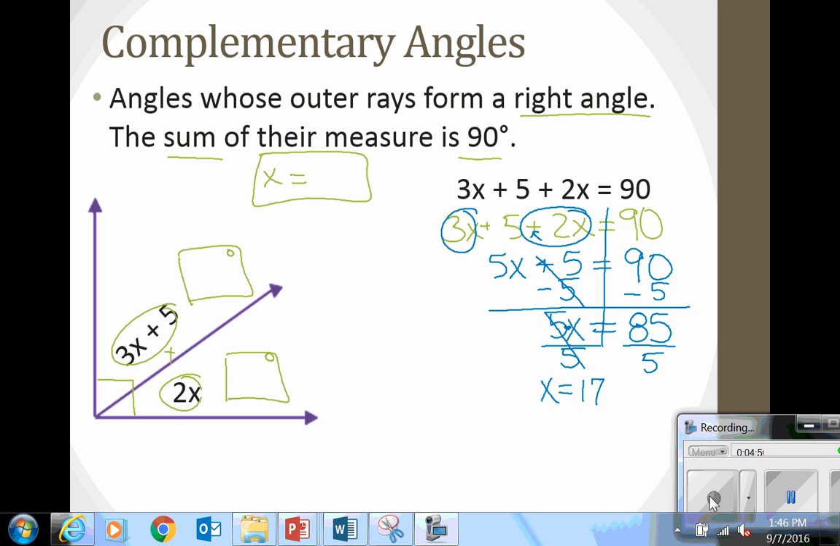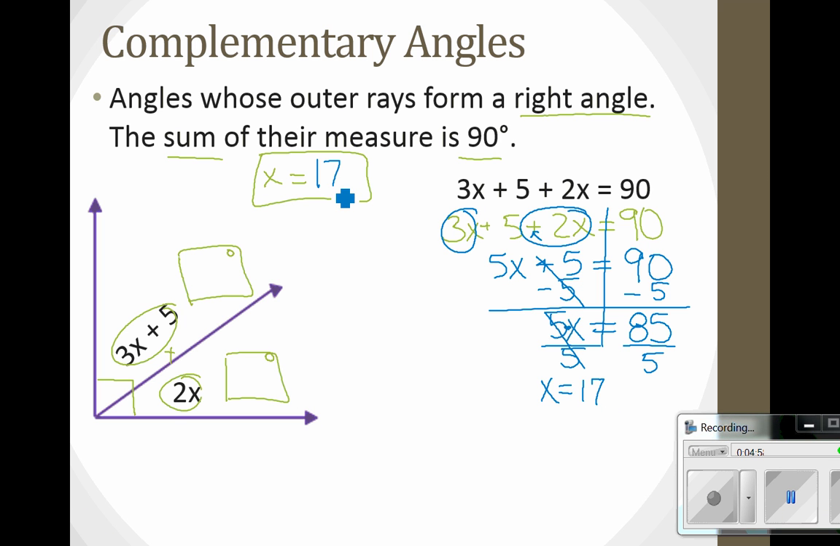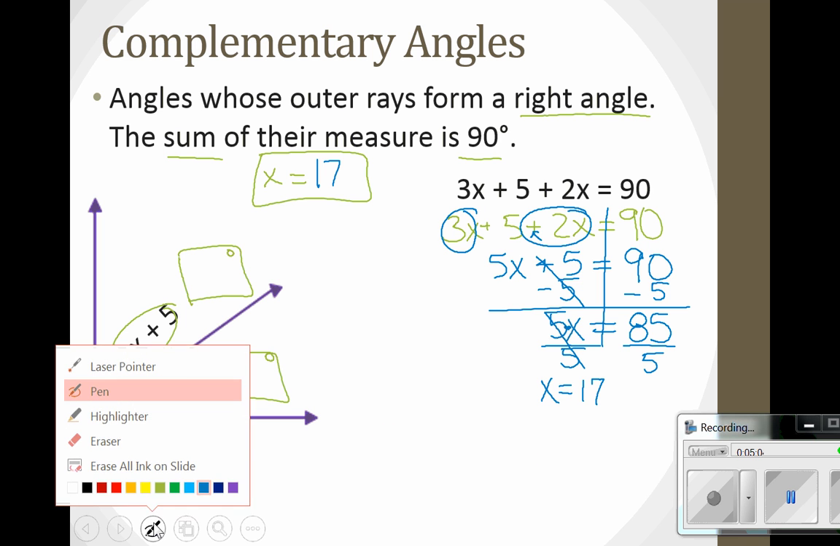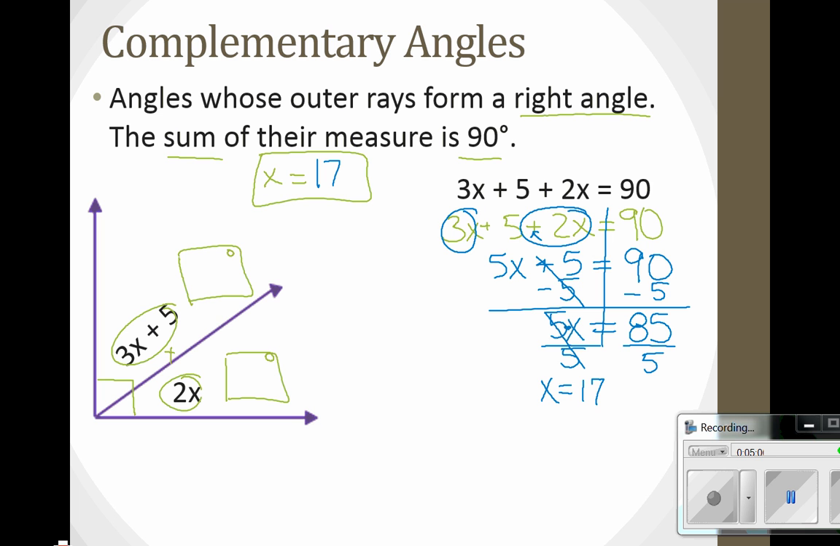So we can put that x equals 17 in that box. And then let's go ahead and solve for each individual angle. So let's do 3x plus 5 first. I have 3 in parentheses instead of x because I solved for x, it's 17, and then bring the plus 5.